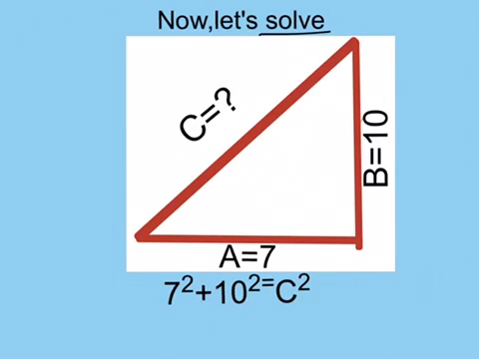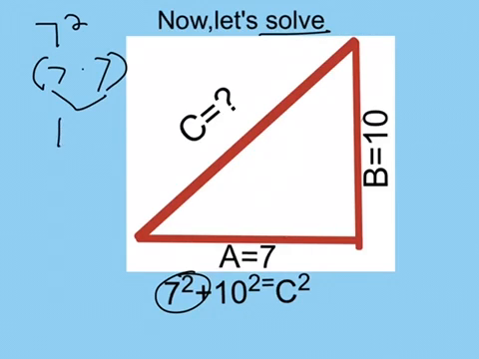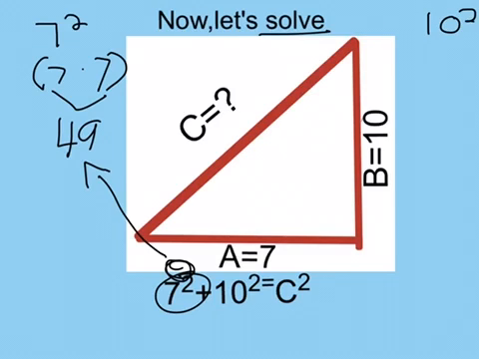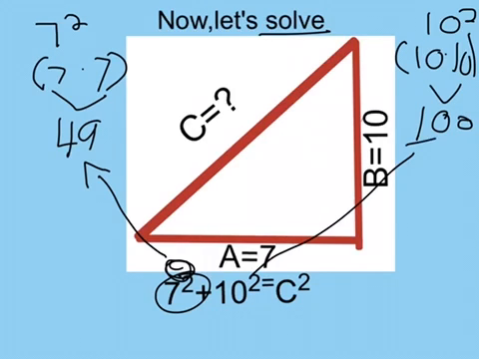Now let's solve. So, we're going to start with our 7 squared. 7 squared is also 7 times 7. And 7 times 7 equals 49. So 7 squared is equal to 49. Next, 10 squared. 10 squared is also 10 times 10. 10 times 10 equals 100. So 10 squared is equal to 100.